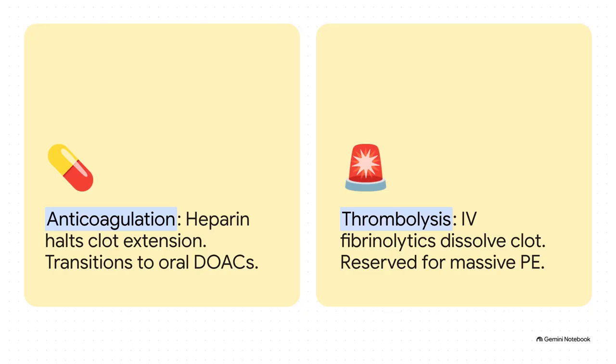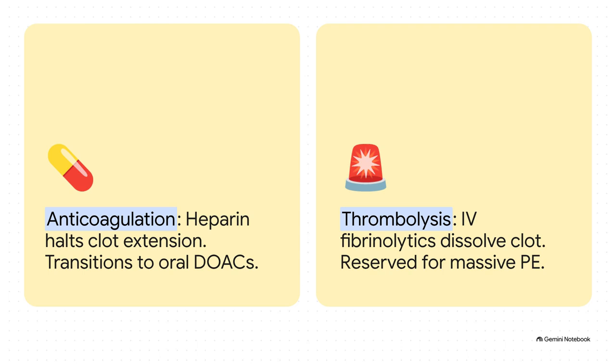So the crucial decision point is choosing the right definitive treatment pathway based on the patient's stability. On one side, our cornerstone therapy is anticoagulation. We immediately initiate therapeutic heparin, whether that's unfractionated or low molecular weight. Now remember, heparin doesn't actually dissolve the clot. It just halts thrombus propagation. It stops it from getting any bigger while the body's own systems clean it up. Eventually, they'll transition to oral DOACs or warfarin.